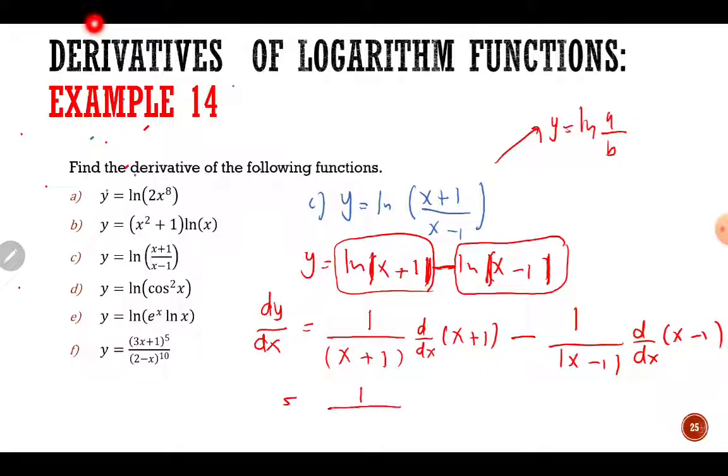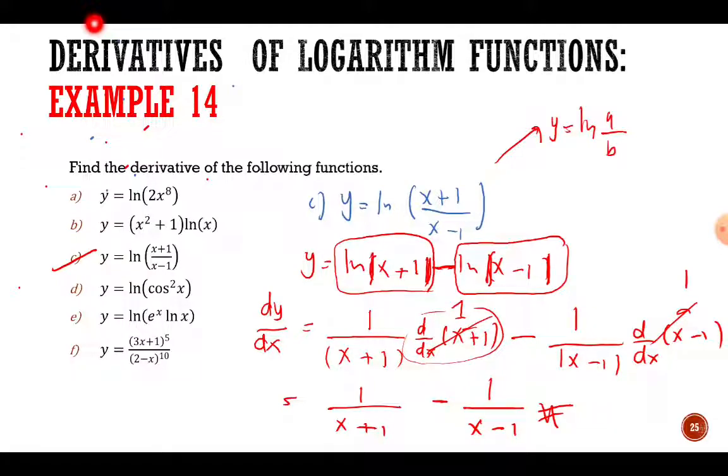Kita akan ada 1 over x tambah 1 because differentiate x tambah 1 dapat 1 je kan? Okay, dapat 1 je. And then this one 1 over x tolak 1, again sama juga, differentiate x minus 1, you get 1 as well. So this is our final answer for C. Alright, so we done A, B and C.